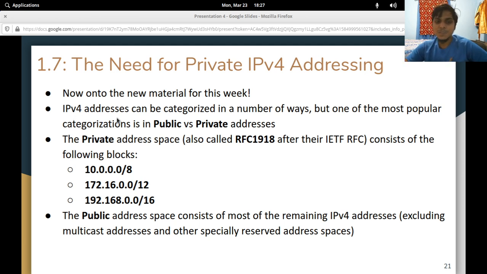So IPv4 addresses can be categorized in a number of ways, but one of the most popular categorizations is in the whole group of public addresses versus private addresses. So the private address space, also called the RFC 1918 space, which is just the number of the IETF RFC.